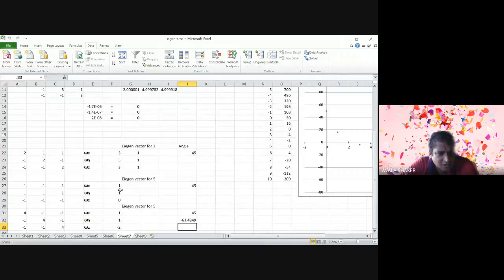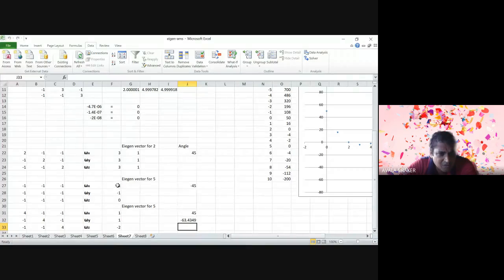But if you choose, let's say, one of them to be 1, it is omega x plus omega y plus omega z is 0. That is what you will get from here. So if I choose omega x as 1, as I have done here, I can choose omega y as minus 1, then omega z will be 0. If I choose omega y also to be 1, then omega z will work out to be minus 2.